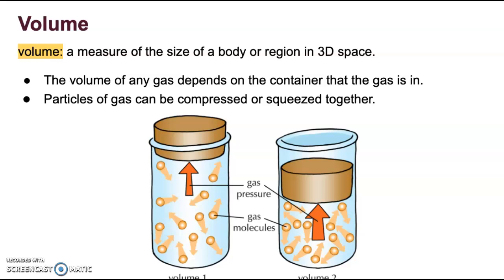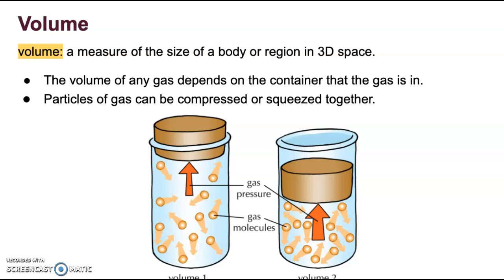Volume is a measure of the size or region that an object can take up in 3D space. So we're not talking about a 2D drawing on a piece of paper anymore, right? We're talking about something that has length and width and height. We're talking about something that takes up space in the real world. Volume is a measure of the amount of that space that is taken up.